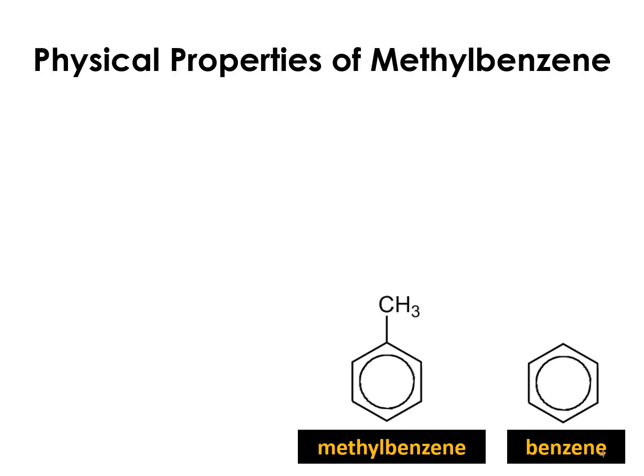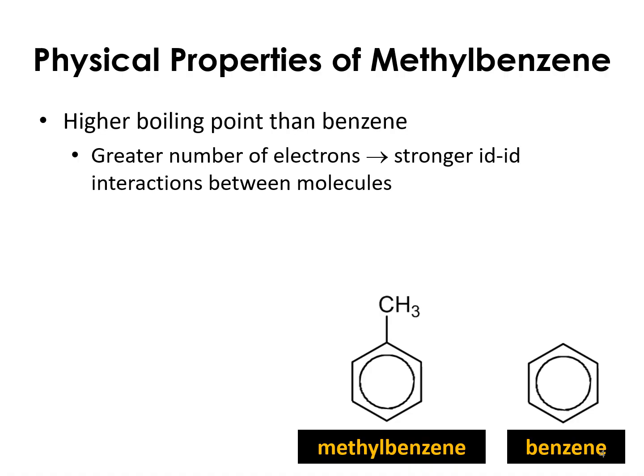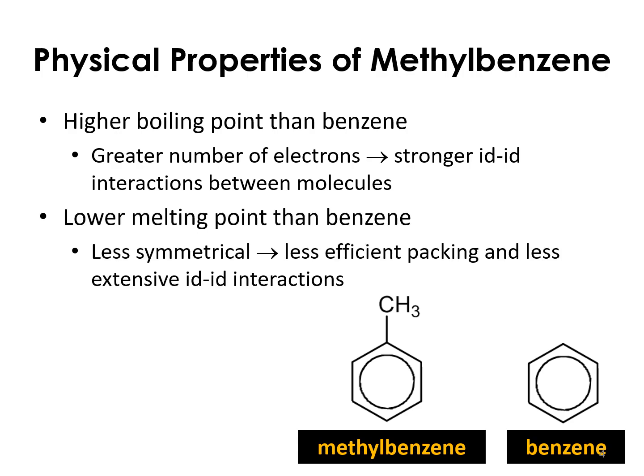Recall the structures of benzene and methylbenzene shown on the bottom right-hand corner of the slide. Methylbenzene has a higher boiling point than benzene, as it has a greater number of electrons. This results in stronger ID-ID interactions between its molecules. On the other hand, methylbenzene has a lower melting point than benzene, as it is less symmetrical, leading to less efficient packing and less extensive ID-ID interactions.